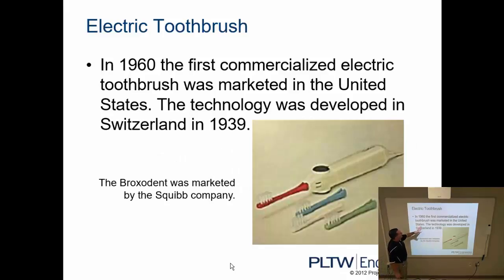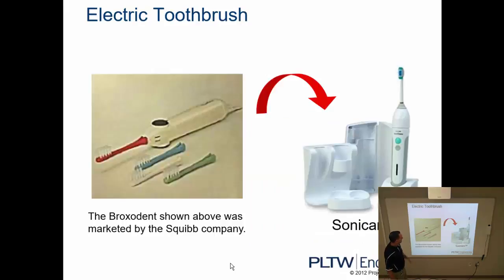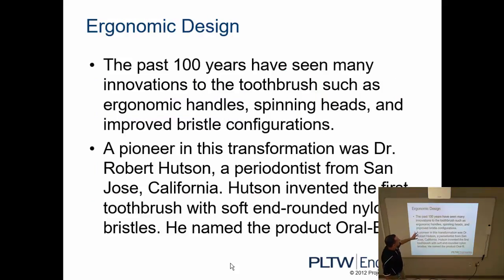Other technology changes would allow us to have manual brushes going to electronic brushes. And even those have changed quite a bit over time. So the 60s would be the first commercialized electronic toothbrush. And like we say, modern day ones don't even look anything like the original ones. There's been a lot of focus in the last 100 years on ergonomics.